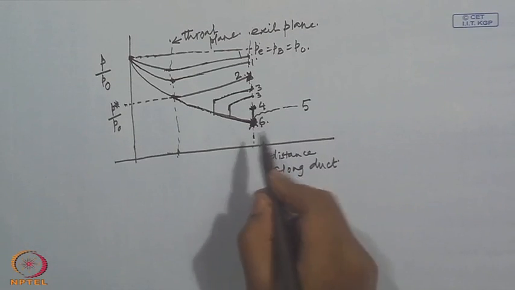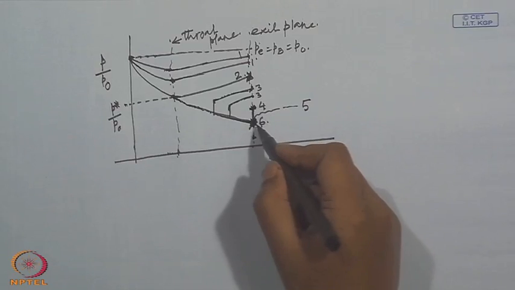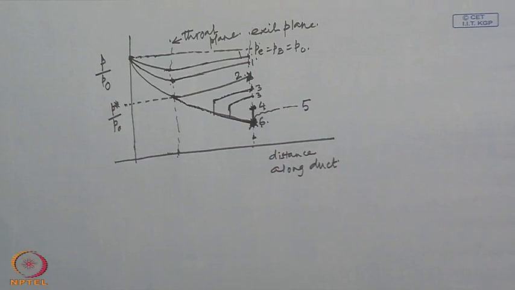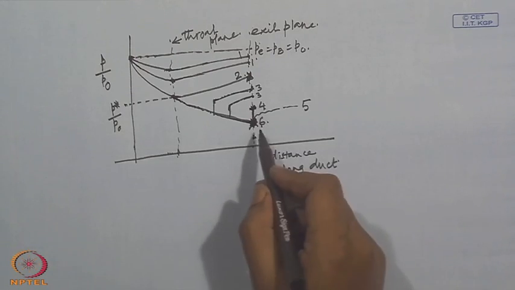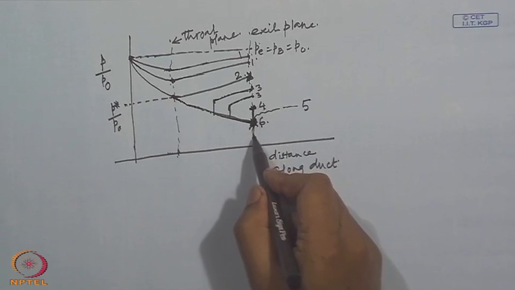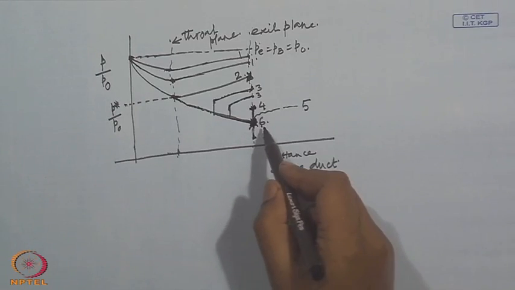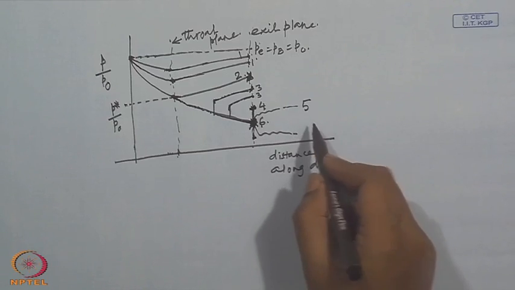we will have an expansion fan originating from the lip at the exit plane of the nozzle, and those expansion fans will interact. Then through a series of such expansion fan and oblique shock interactions, the final pressure or final expansion will be completed in the jet.